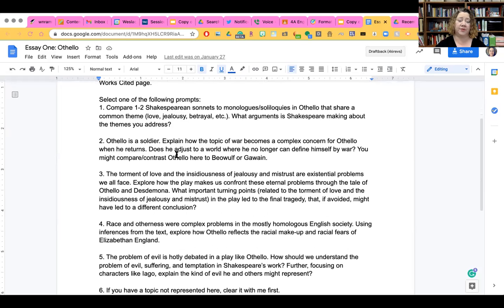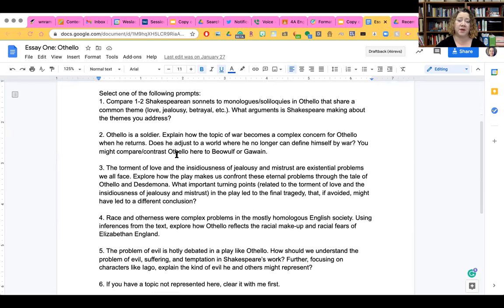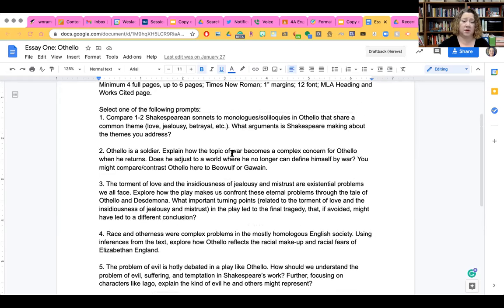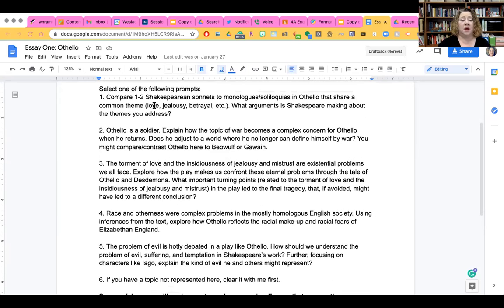So let's go through the 5 topics that you can choose from. You can also propose to me if you have a different topic that you want to do. And if that's the case, you should come up with the concept for that paper fairly soon and share it with me so that we can refine it or discuss it, or I can okay it. So here are the 5 that you have to choose from.